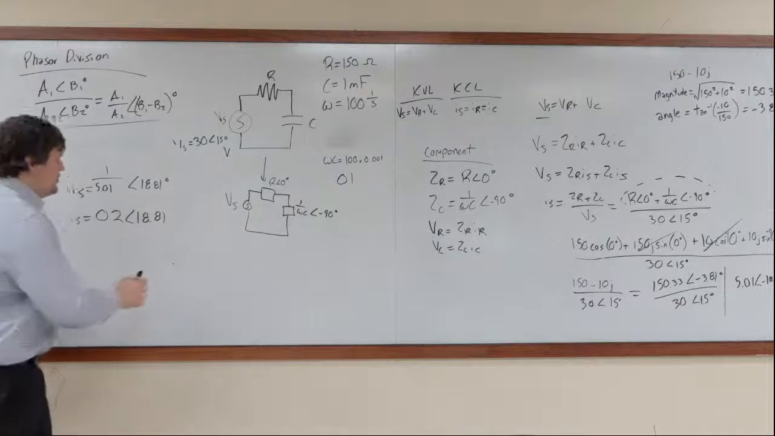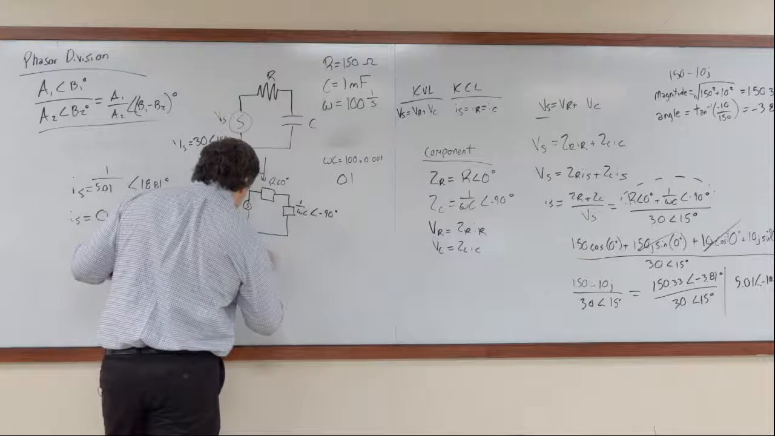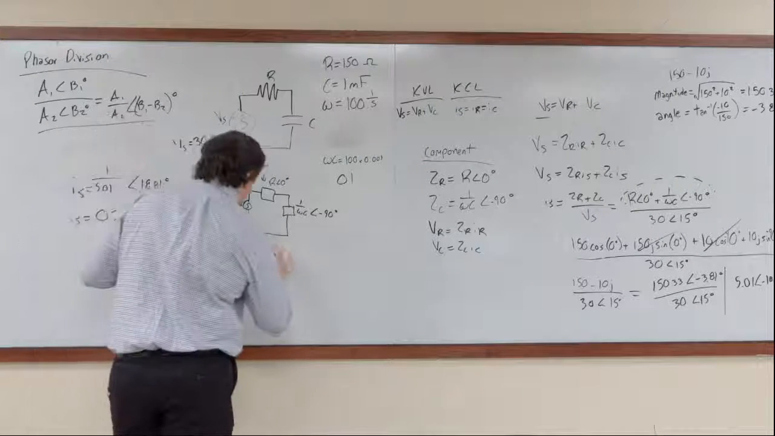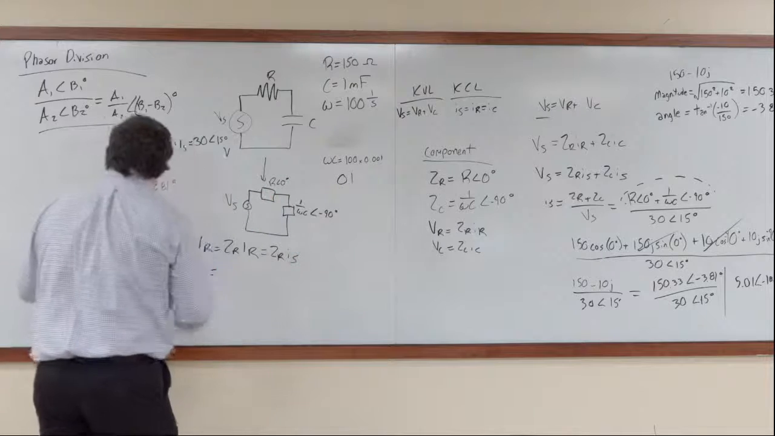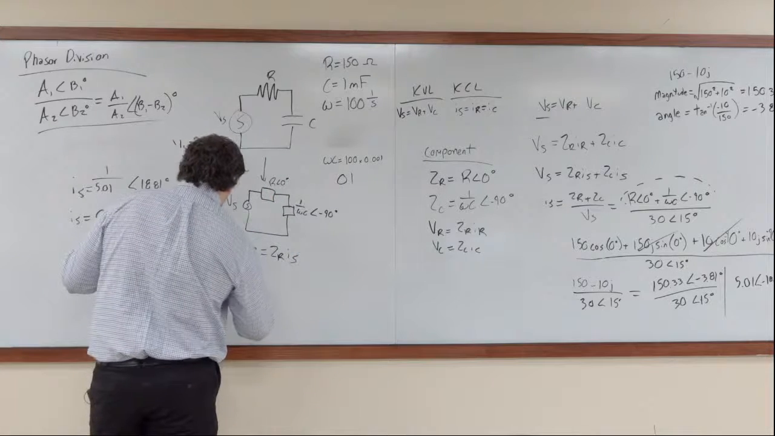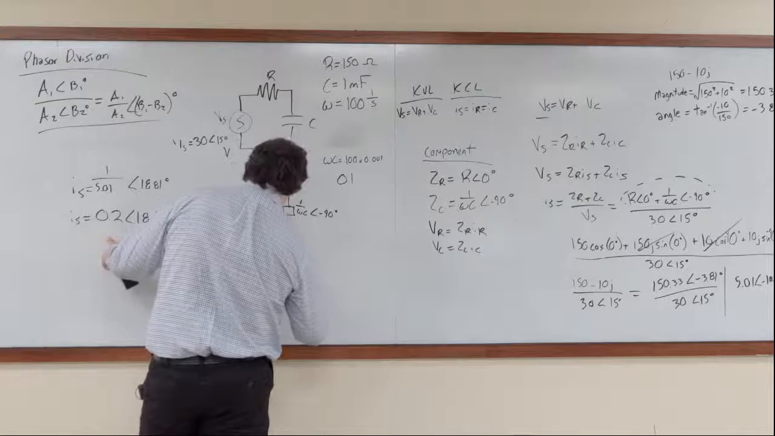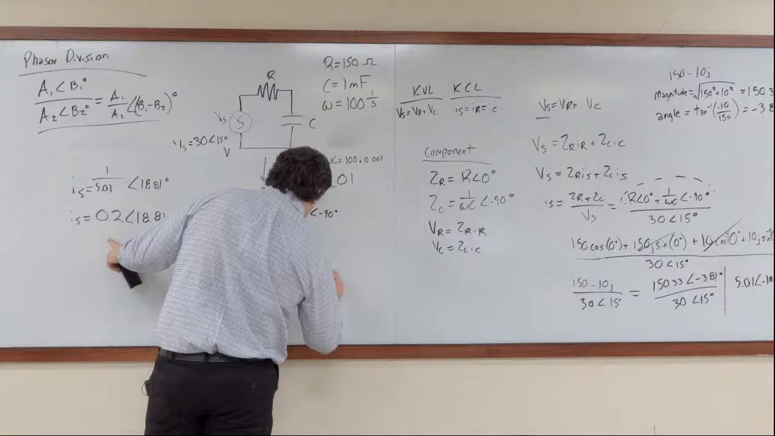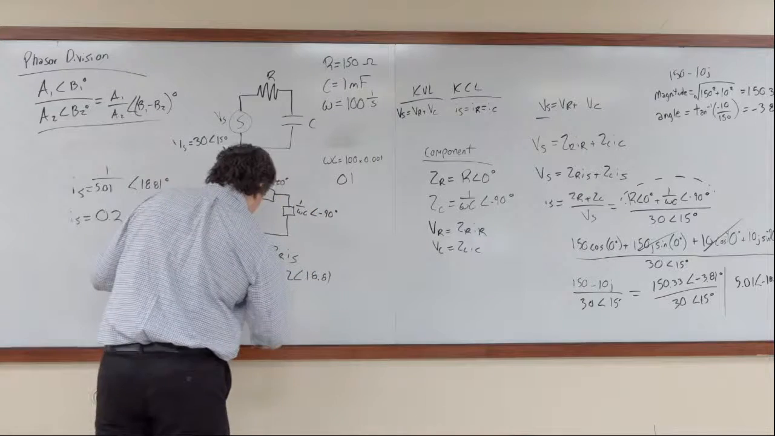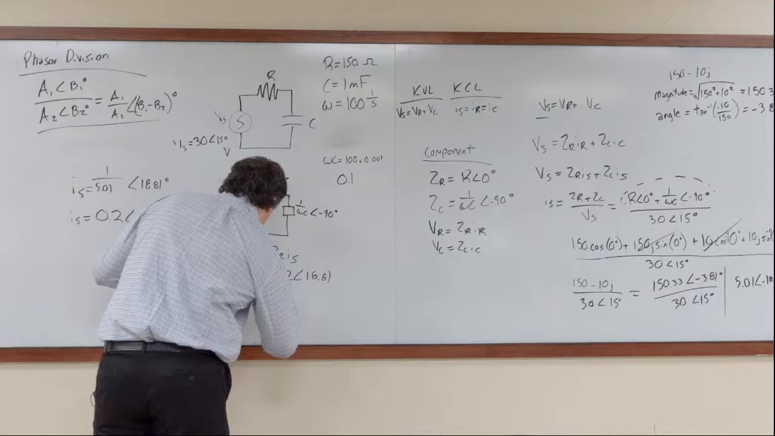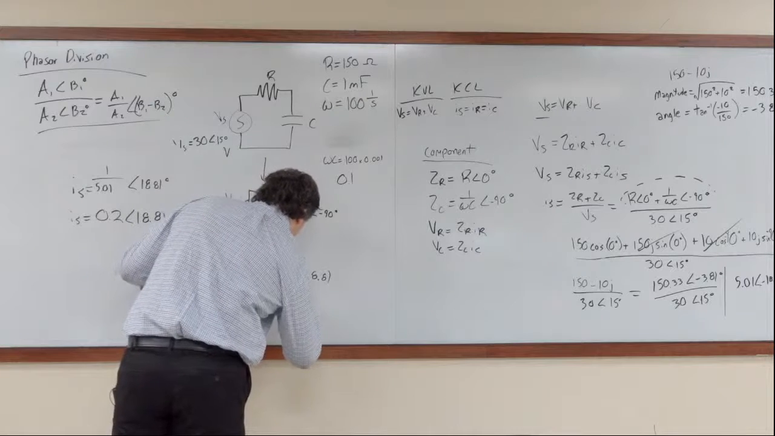All right, so now we go into VR is equal to ZR IR. Here we know that's equal to ZR IS, as I said before. So then we just plug in here. This is 150 angle 0 times 0.2 angle 18.81. So we multiply, we add, and what we end up with is about 30 at an angle of 18.81.